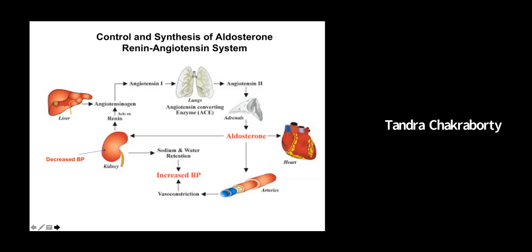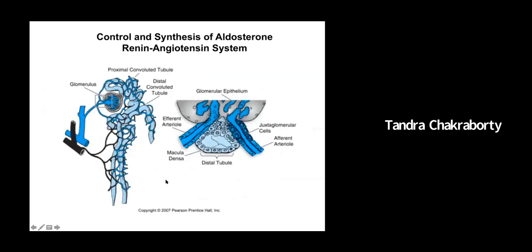So let's do this. If you remember a little bit of review, kidneys are made of the basic unit called the nephron. Nephron has two parts. One is known as the renal corpuscle, and the other is known as the renal tubule. The renal tubule, which we are more interested in here, has three parts. Number one is the proximal convoluted tubule. Number two is the loop of Henle, and the third is the distal convoluted tubule.